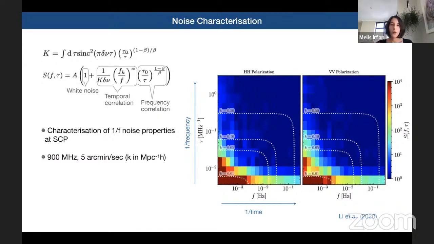And also the 1/f noise starts to dominate over the thermal noise level at timescales of around tens of seconds. And we actually use this to inform our strategy that we use for data calibration, which I shall talk about next.